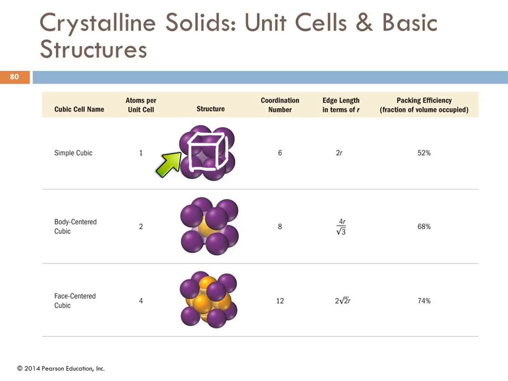We can look at the length of the edge in terms of r, where r is the radius of the atom. And the length of this edge, it's half of this atom and half of the other atom. And so that's going to be 2 times the radius. And if we calculate the packing efficiency, we come up with 52%.